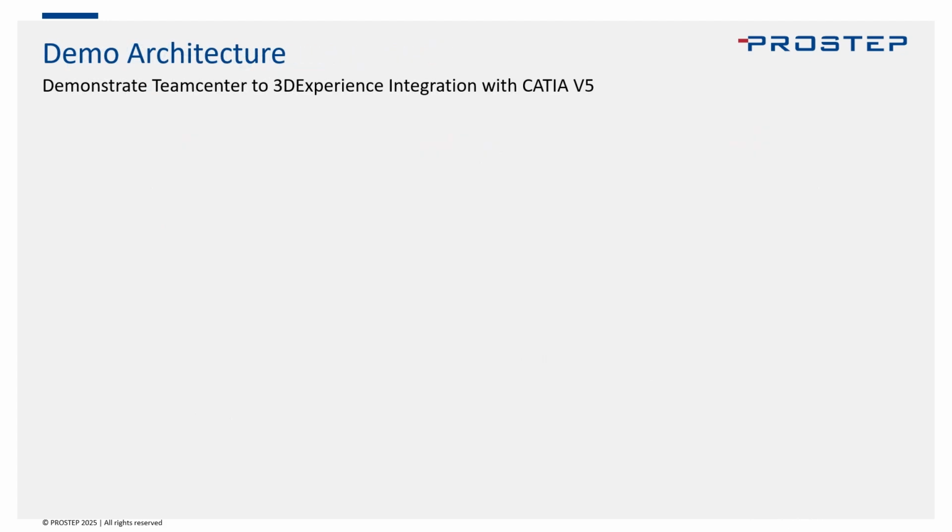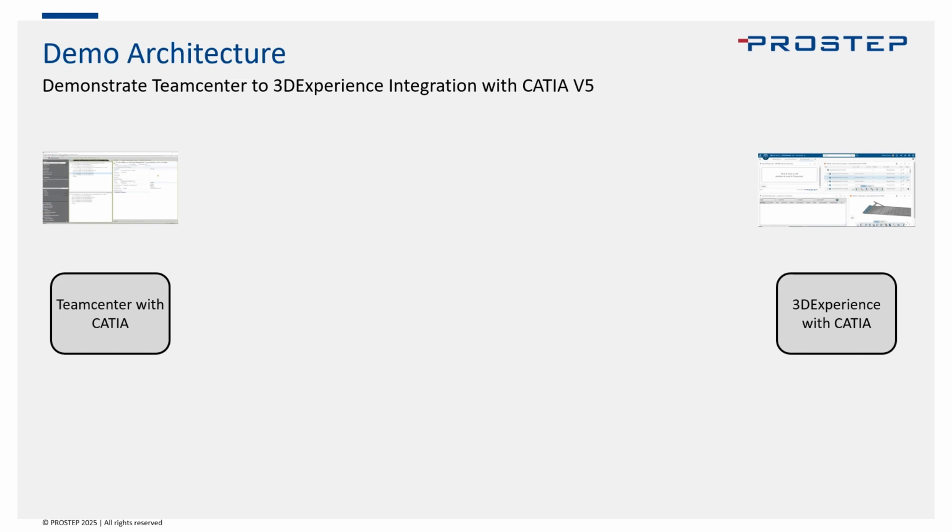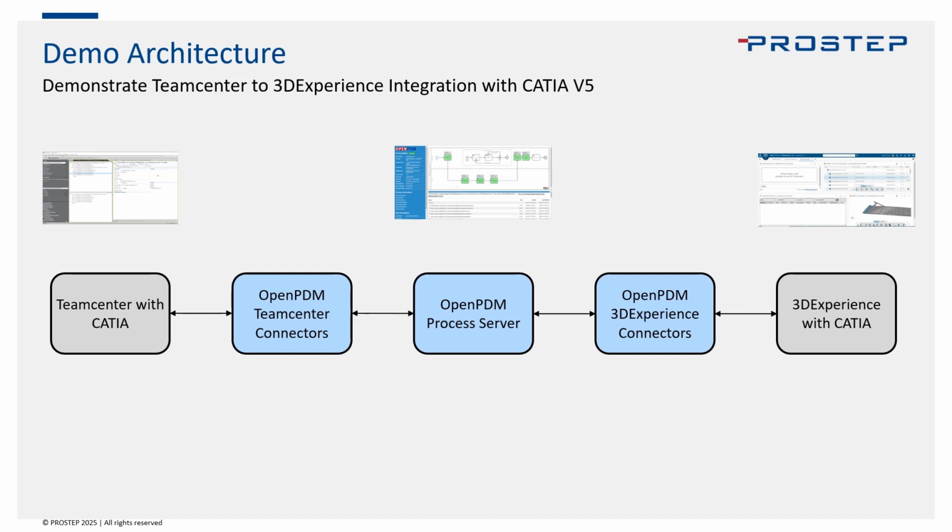So in order to help explain this better, I've got a short demo of Teamcenter, the 3D experience with CATIA V5. On the left-hand side, we've got Teamcenter with CATIA. We're going to start there. And then we've got 3D experience with CATIA on the right-hand side. We're going to introduce OpenPDM with the Teamcenter connectors, the process server, and the 3D experience connectors in order to make data flow between them.